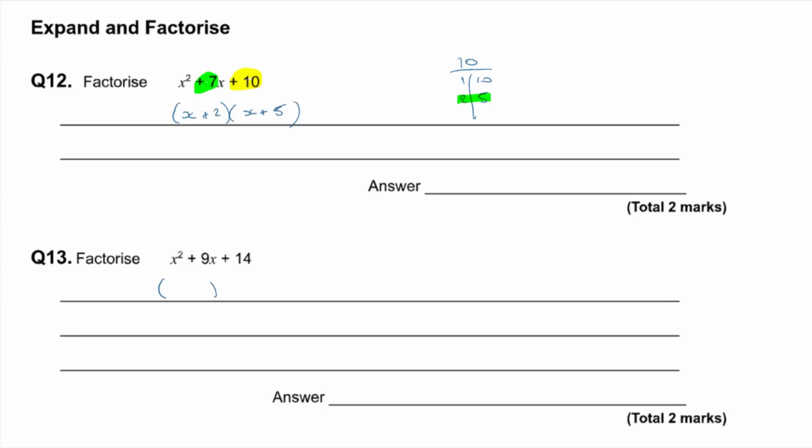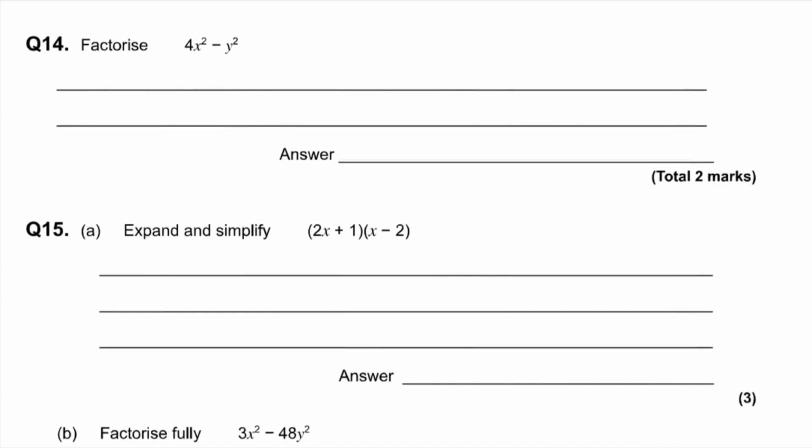Next one, factorise x squared plus 9x plus 14. Going to do it the same way. I know it factorises into two brackets. I know it's got something to do with the factor pairs of this 14 here. What are the factor pairs of 14? It's 1 and 14, 2 and 7. Which one of those pairs is going to deliver me 9 in the middle? It's those two, isn't it? It's the 2 and the 7. So I'm going to get x plus 2, x plus 7 as my two brackets.